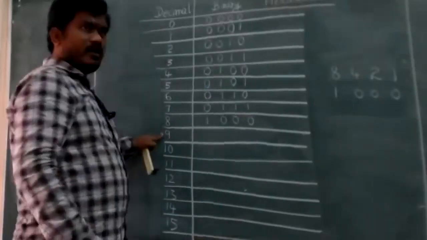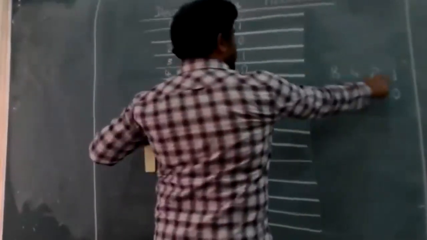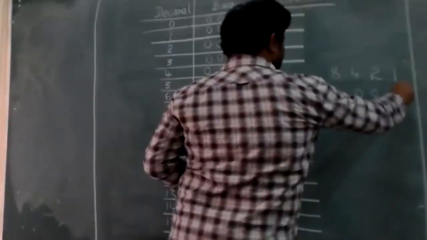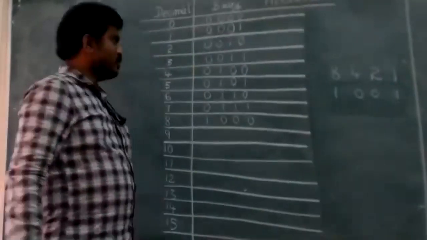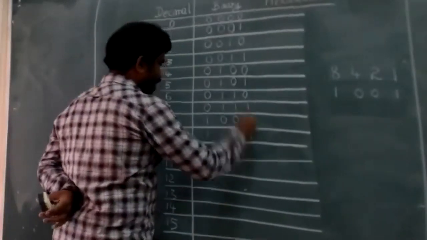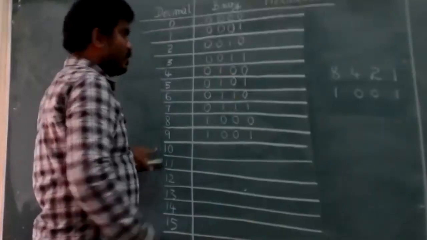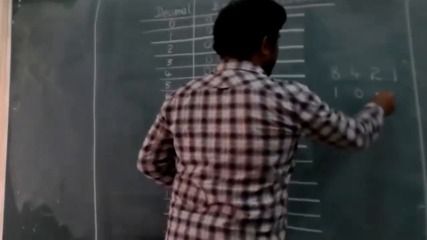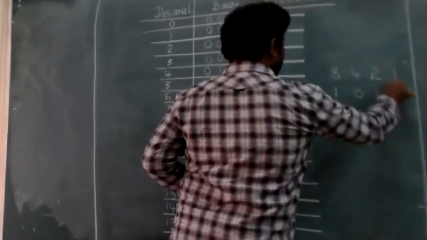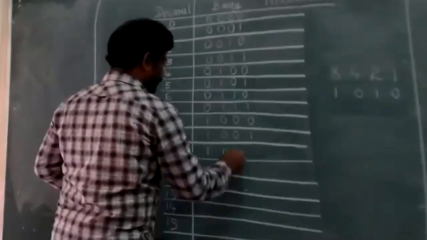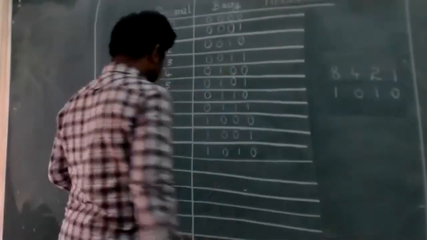And 9. How do you represent 9? 8 plus 1 is 9. So like this, this is 1, 0, 0, 1. And 10 is represented like this. 8 plus 2 is 10. This is 0. So this is 10, and we are representing it like this: 1, 0, 1, 0.